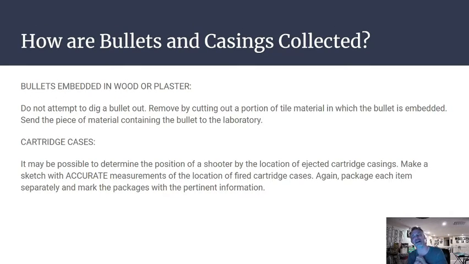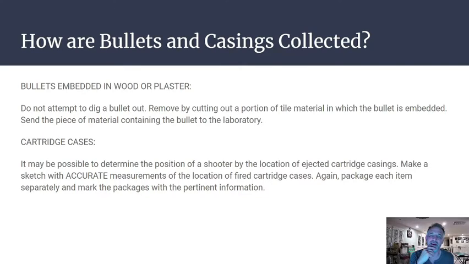All right, so how do we collect these things? Most of the time, if bullets are fired, they're going to be embedded in something, either a person or some kind of surroundings like wood or plaster. When we're dealing with bullets embedded in wood and plaster, don't attempt to dig them out, because remember, those striations on the side are key pieces of evidence. If you use a knife or a screwdriver to try to pry the bullet out, you're probably going to leave extra markings on the side, and you can ruin the evidence.